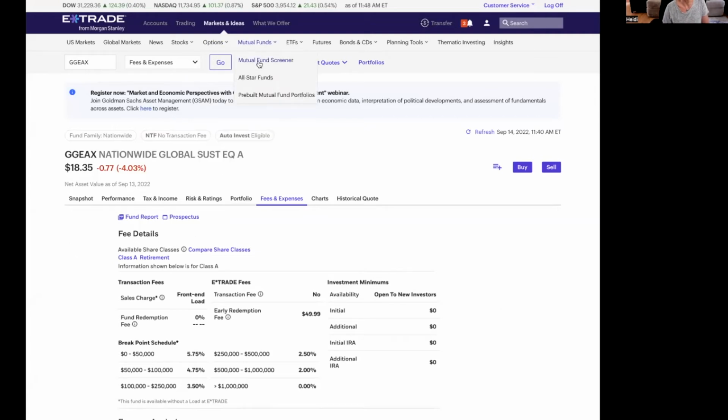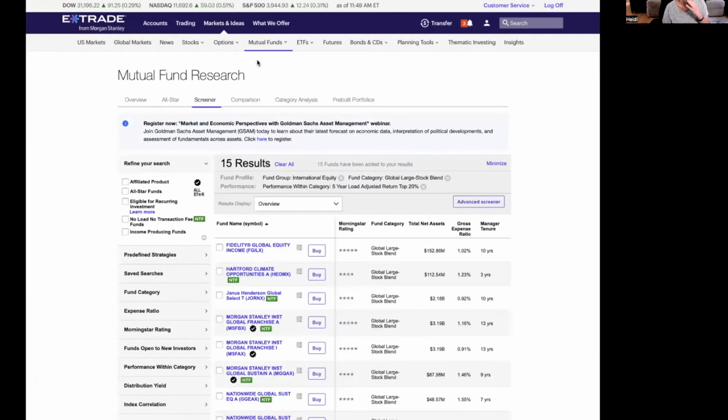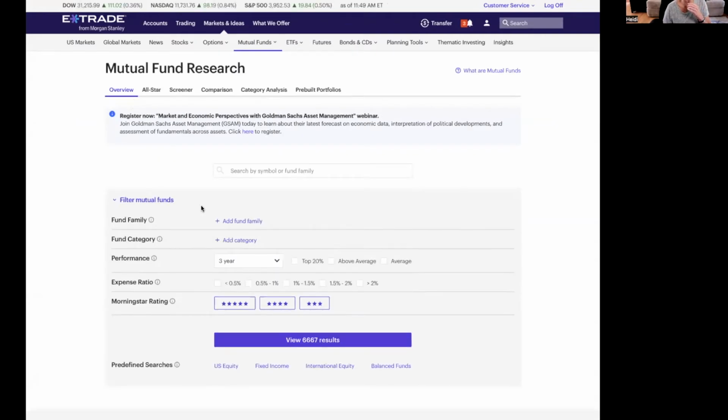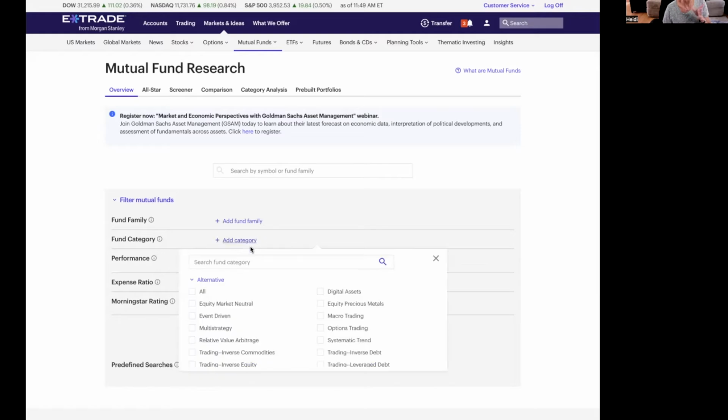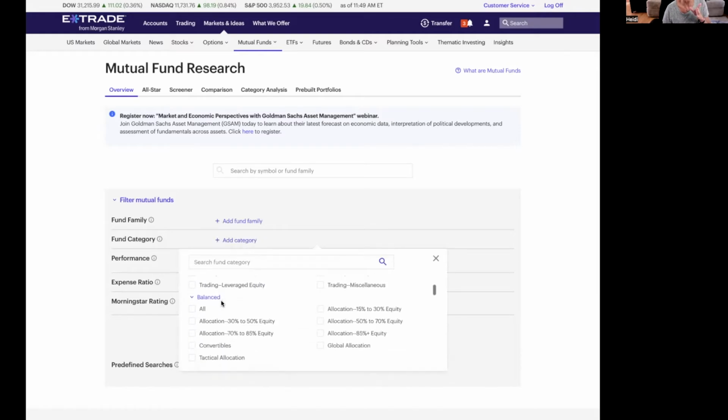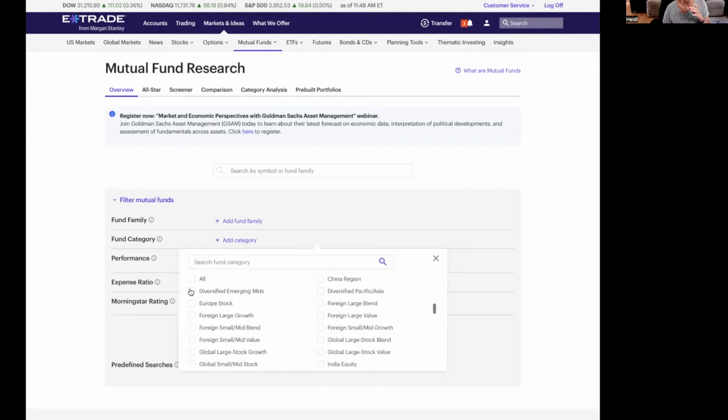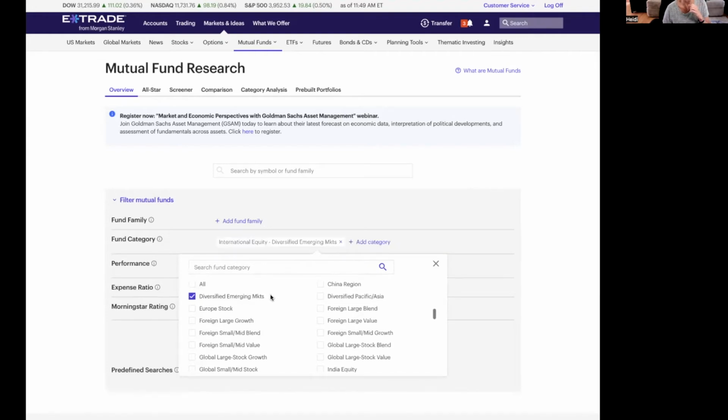Okay, so we are here on E-Trade this time, which is a Morgan Stanley company. And we're going to do a mutual fund search here too. And you can see the layout's a little bit different. We're going to maybe do 5-year performance, top 20, and maybe we'll pick category over here, and we will go with, let's do diversified emerging markets.